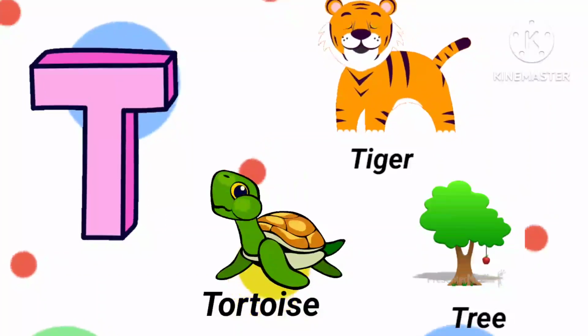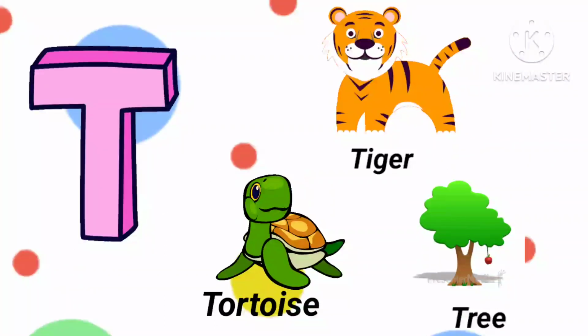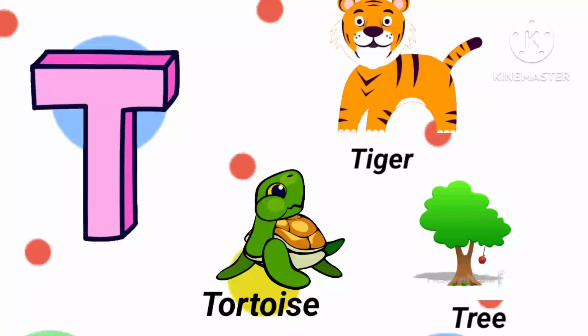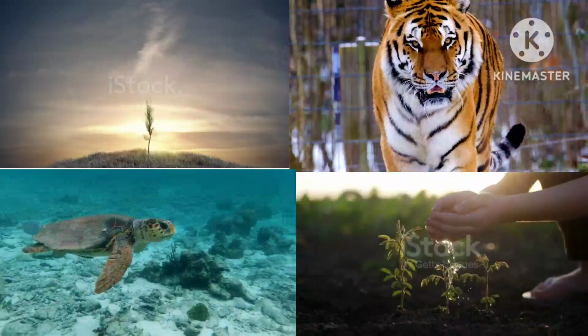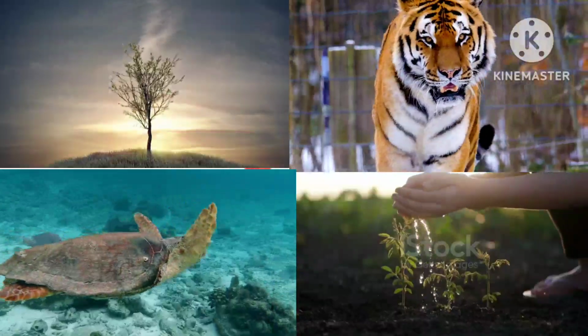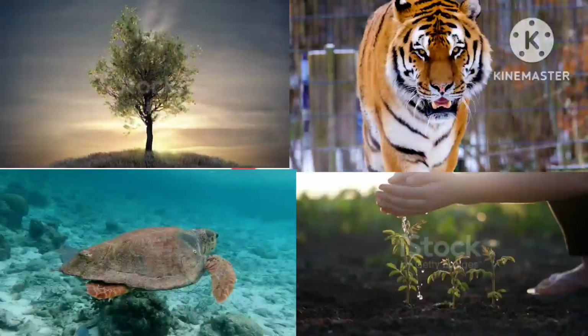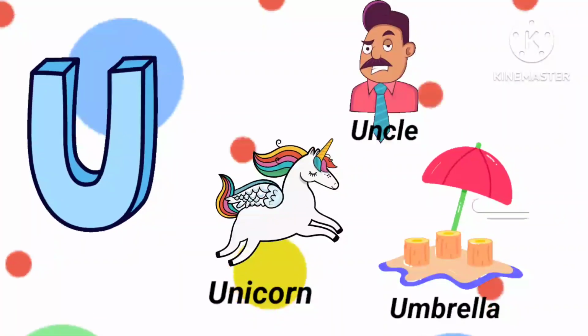T for tiger. T for tortoise. T for tree. Tiger. Tree. U for uncle.